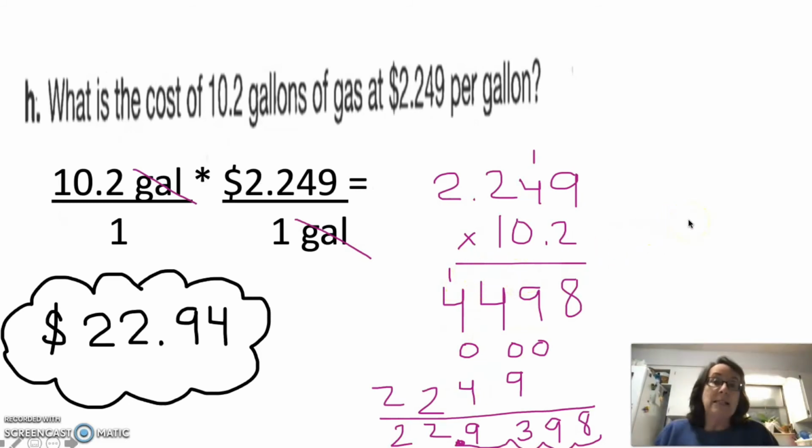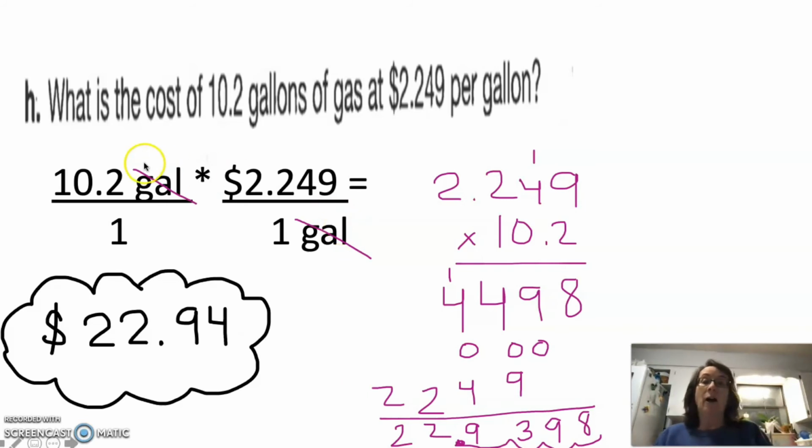All right, H. What is the cost of 10.2 gallons of gas at $2.249 per gallon? So here we have our problem, 10.2 gallons times $2.249 per gallon. Now, gallons is going to cancel gallons, leaving us with dollars. That's what we're looking for. What is the cost? That's in dollars.